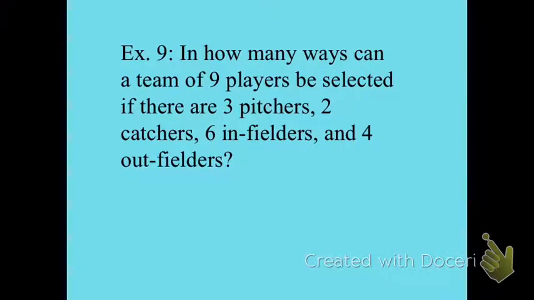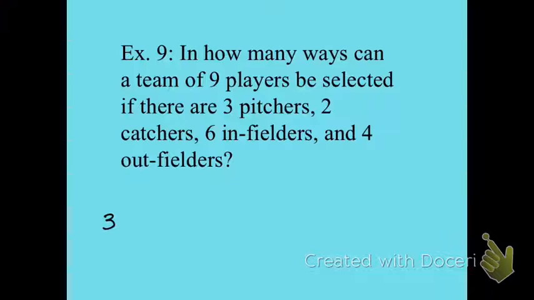So then the last question, it says, in how many ways can a team of 9 players be selected if there are 3 pitchers, 2 catchers, 6 infielders, and 4 outfielders? So they wouldn't just assume that you know about the facts of baseball. They would give you the facts of baseball. They don't expect you to know that. They do expect you to know card facts.